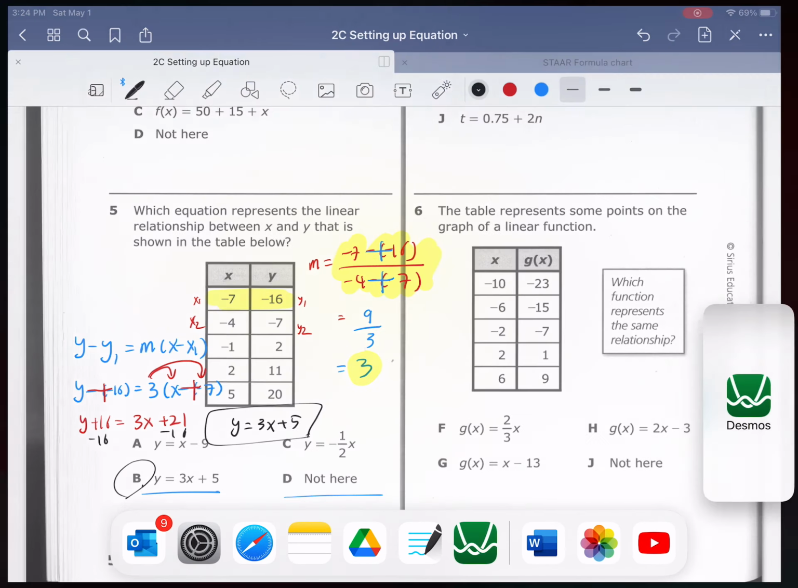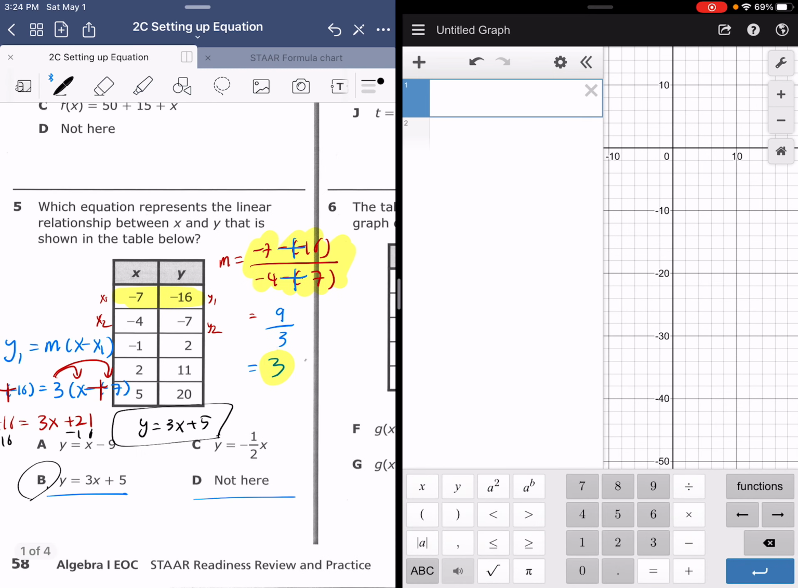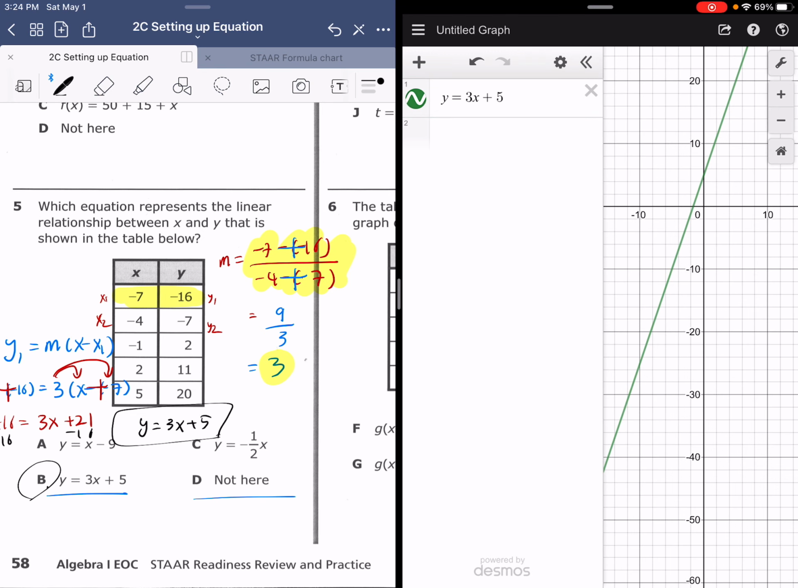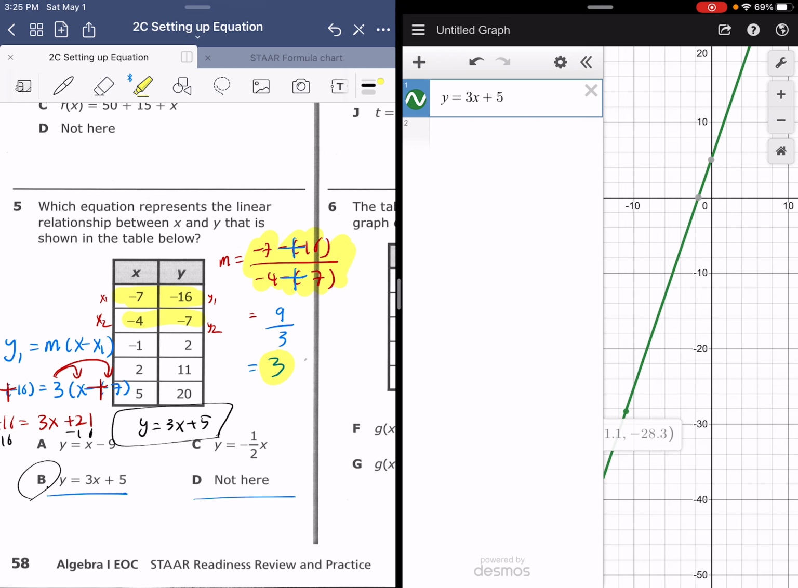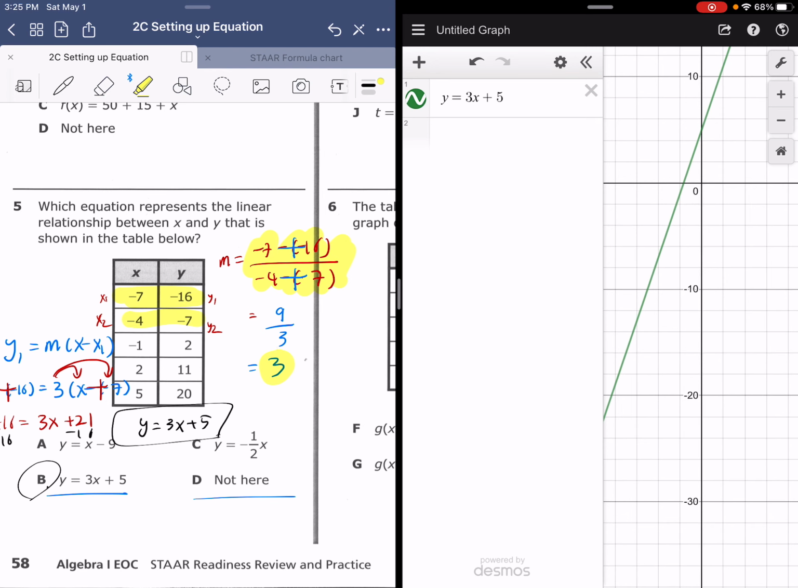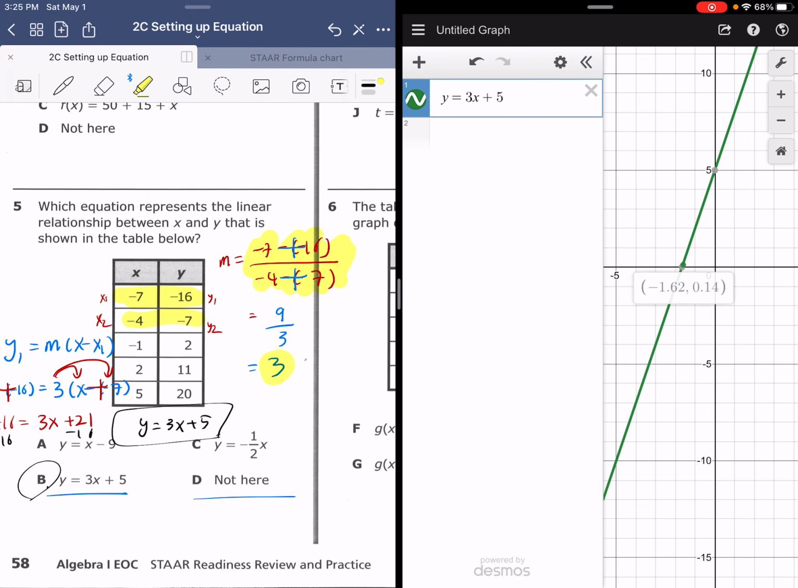Another way is, since we know the answer, we can just type it in, y equals 3x plus 5, graph it, and see if it has these points. Does it have negative 7 comma negative 16? Yep, it has negative 7 comma negative 16, as you can see here, and negative 4 comma negative 7, or like negative 1 comma 2. Zoom in because this one is not too obvious. Negative 1 comma 2.